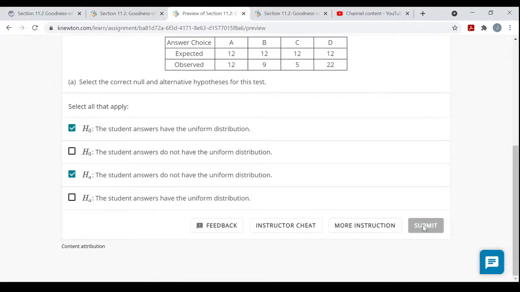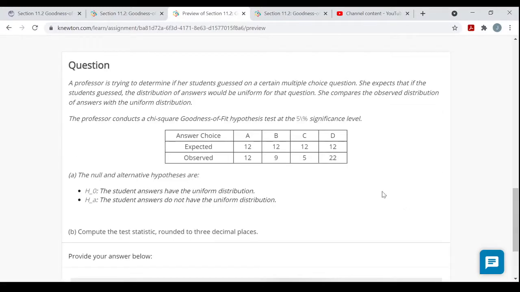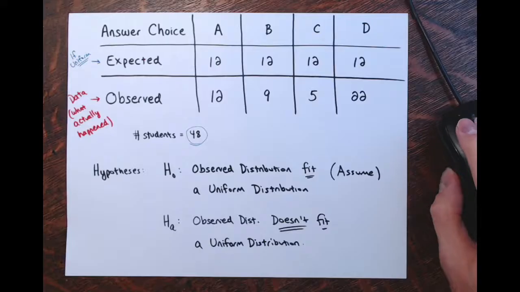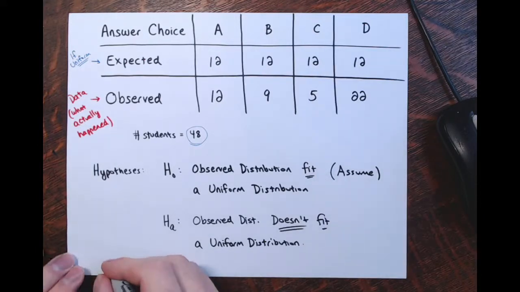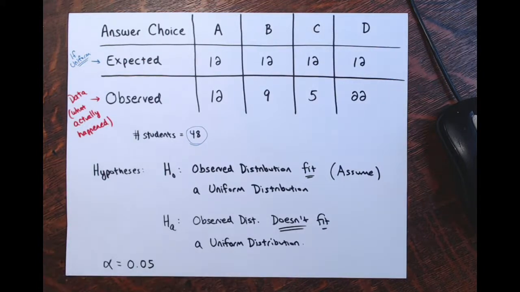Just like other objectives where you're asked to complete the steps, there's going to be more to this. Then they ask us to compute the test statistic rounded to 3 decimal places. First, let me give alpha. Step 2 is the significance level. They said the significance level for this test was 5%, or 0.05. We'll keep that in mind.